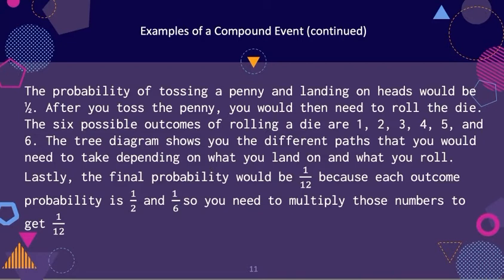The probability of tossing a penny and landing on heads would be 1/2. After you toss the penny, you would then need to roll the die. The 6 possible outcomes of rolling a die are 1, 2, 3, 4, 5, and 6. The tree diagram shows you the different paths that you would need to take depending on what you land on and what you roll. Lastly, the final probability would be 1/12 because each outcome probability is 1/2 and 1/6, so you need to multiply those numbers to get 1/12.